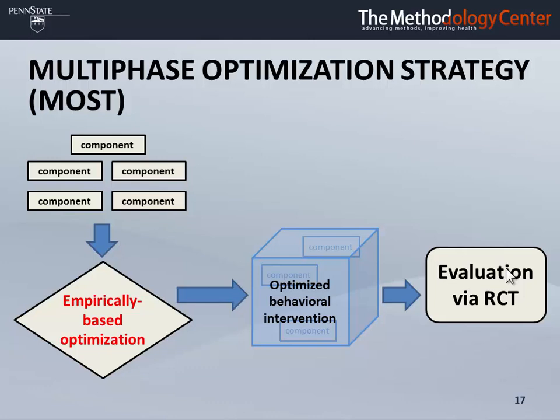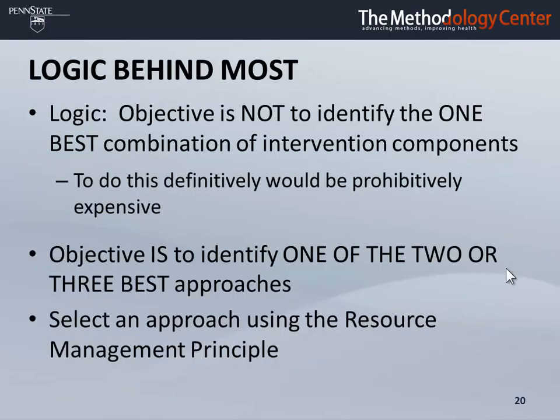And notice I've used a transparent box here because, as opposed to the treatment package approach, in MOST you know what's going on inside the box. And then you can evaluate this optimized treatment package by means of a standard RCT. So empirically based optimization gives you this nice transparent box that you then would evaluate by means of an RCT. MOST is a very different mindset. It's a very different approach to development of behavioral interventions.